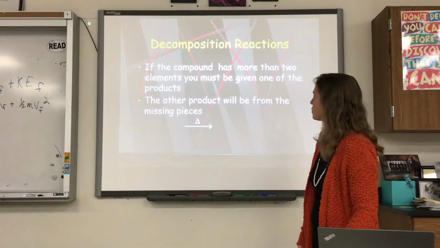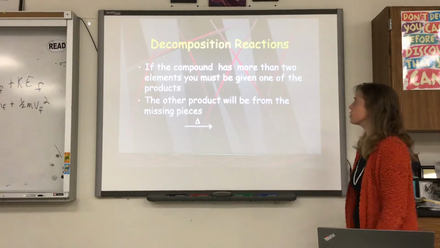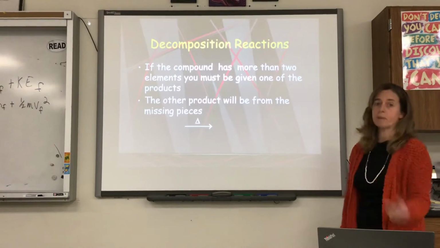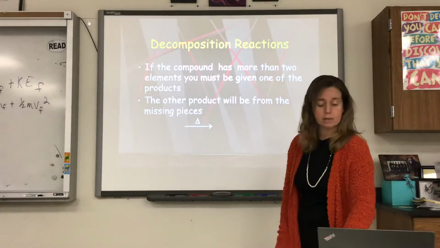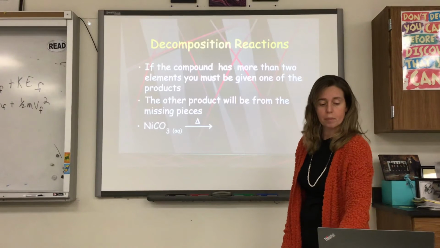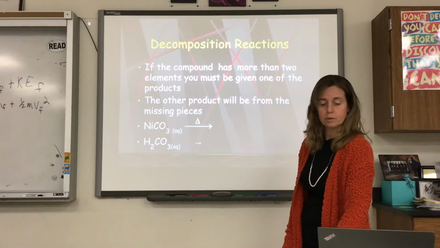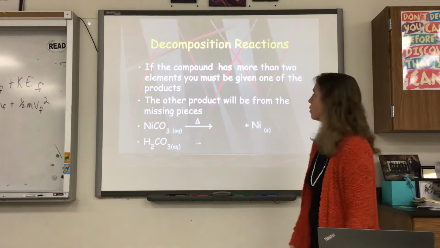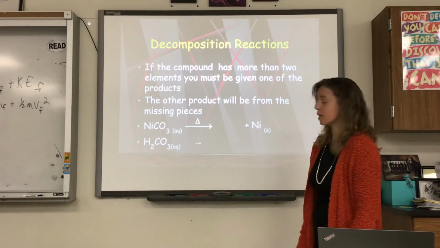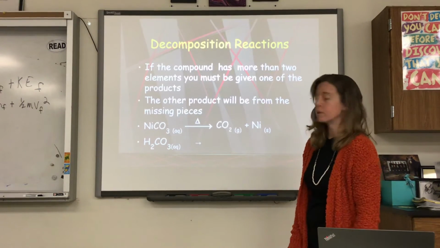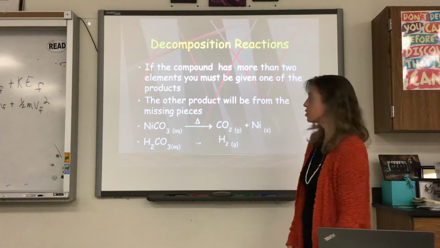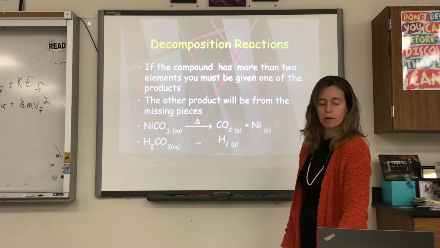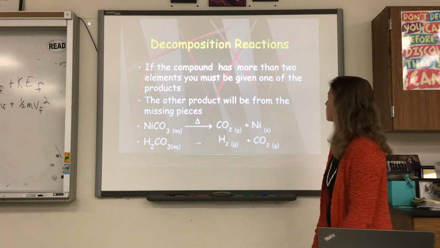Now, if the compound has more than 2 elements, you must be given one of the products. Okay? The other product will be from the missing pieces. So in this problem, we would have to give you one of the products. So if I gave you nickel, you can see that this would break up into carbon dioxide gas. And in this one, if I gave you H2, once again, it's going to break up into carbon dioxide gas.